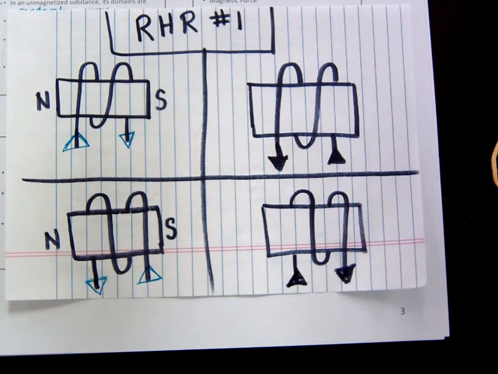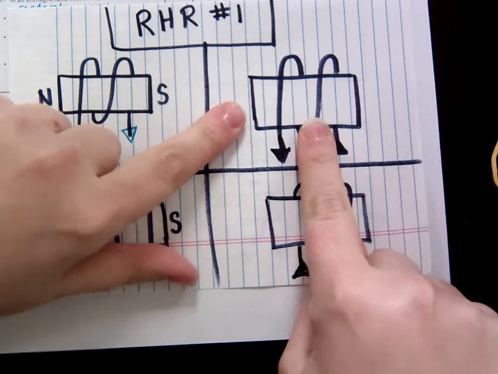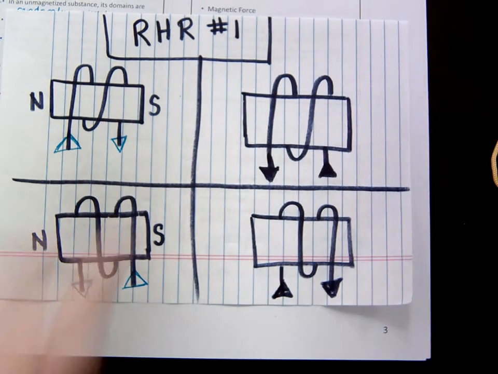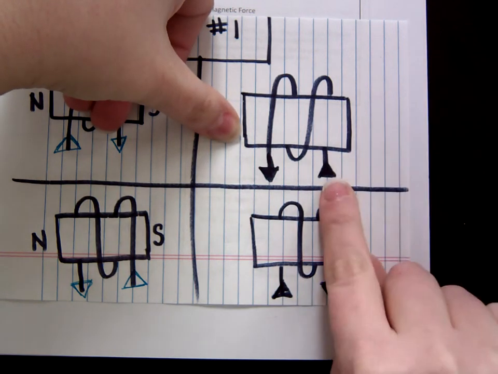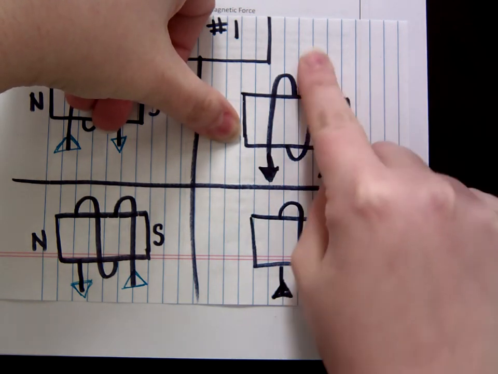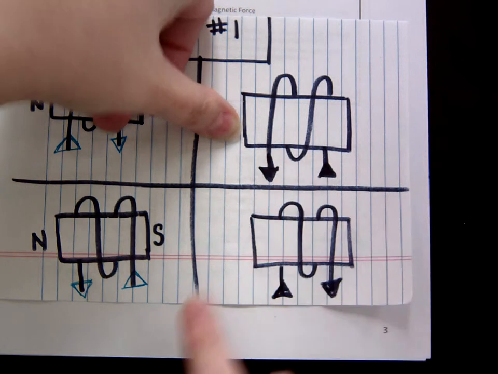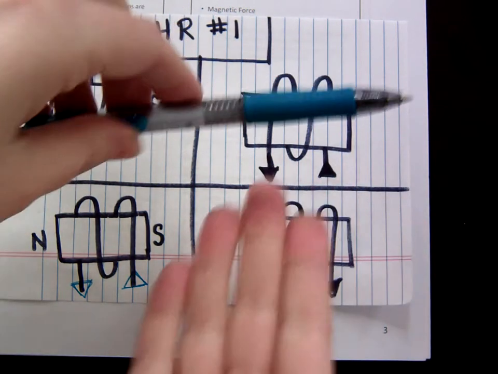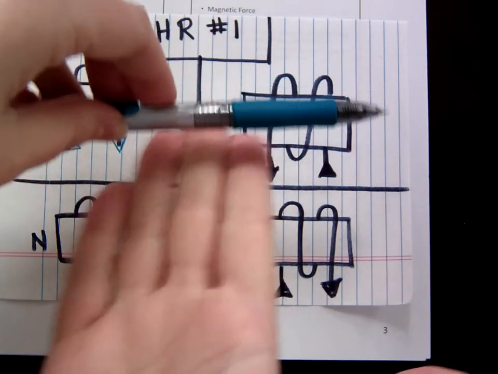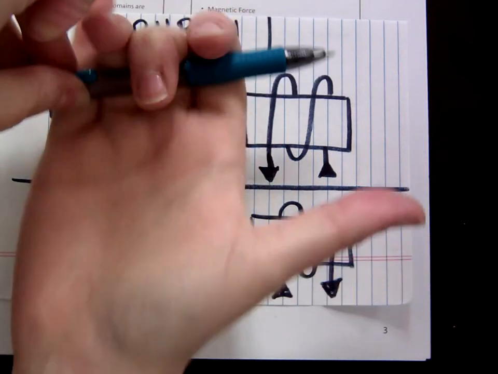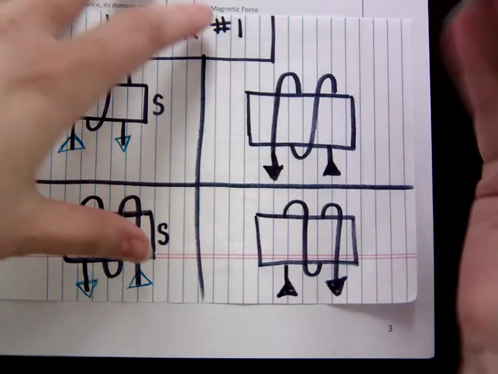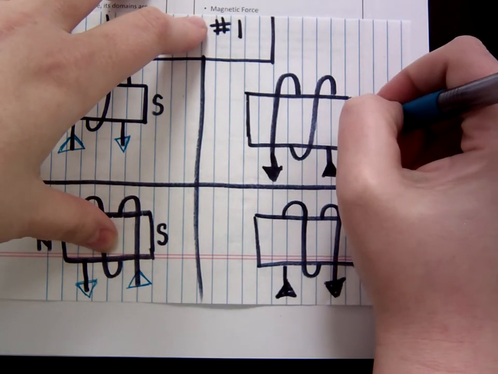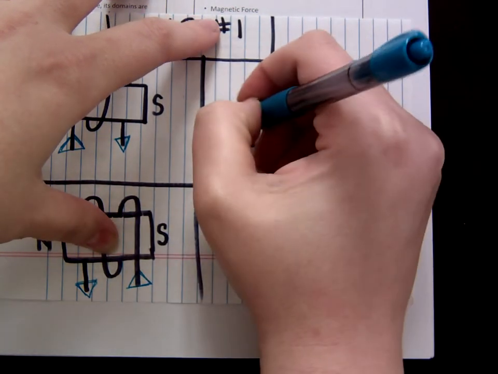Okay, there we go. Now, going to this one. Here, I know my current is going up behind my coil and then down in front. So if I make my fingers do the same thing, my fingers go up behind it, down in front. This makes my thumb point to the right side, making this side the North Pole and this side the South Pole.